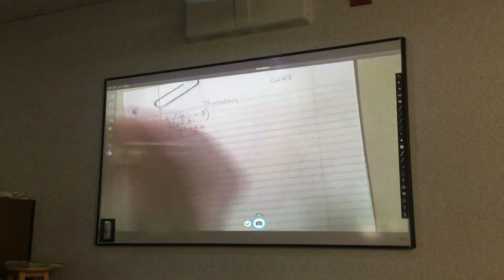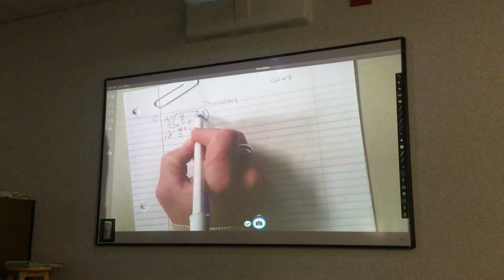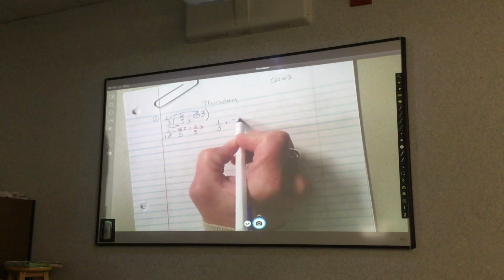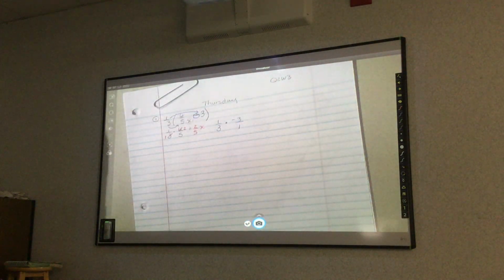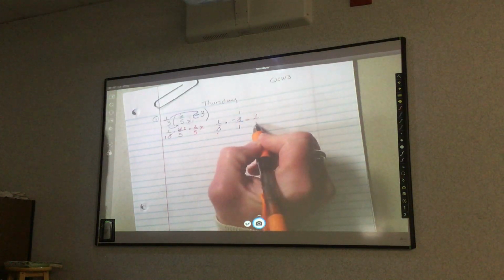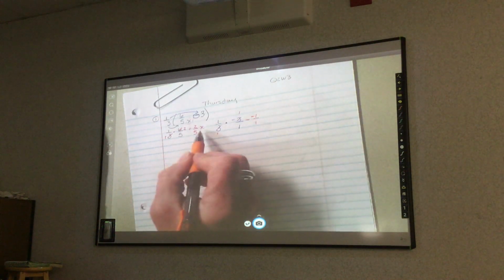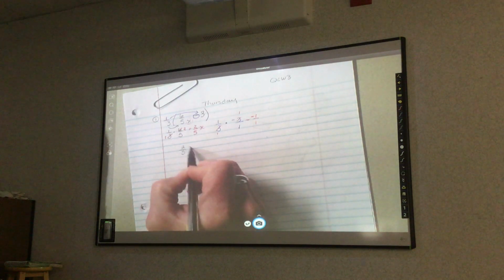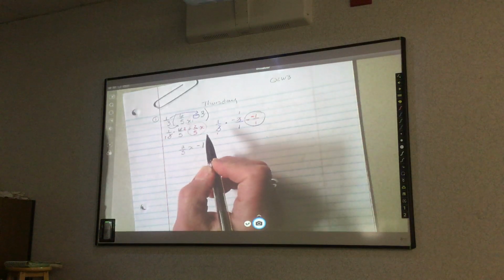Then I do 1/3 times, and you have to take that -3 with it. So it's 1/3 times -3 over 1. Cancel out my 3's. And 1 times 1 is 1, 1 times 1 is 1, but that's going to be a -1. So now I just rewrite it. I have 2/5 x minus 1. And I'm done.